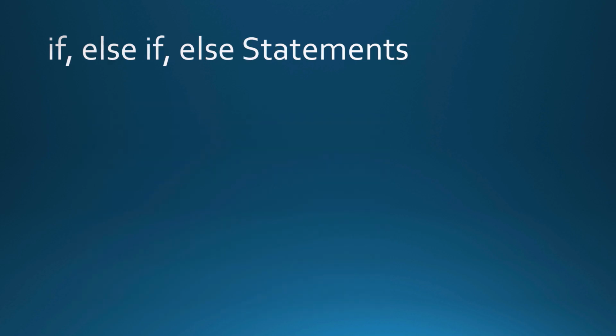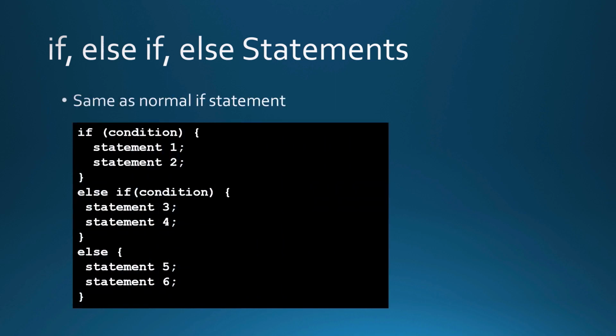If you have multiple conditions to check, you can use an if, else if statement. Same as normal if statements, we use the curly braces to enclose each one. So we have if condition, and if that condition is true, then we execute statements 1 and 2. Else if you have the second condition, if that evaluates to true, then you execute statements 3 or 4. If none of the first two conditions are true, then the else statement and statements 5 and 6 will be executed.